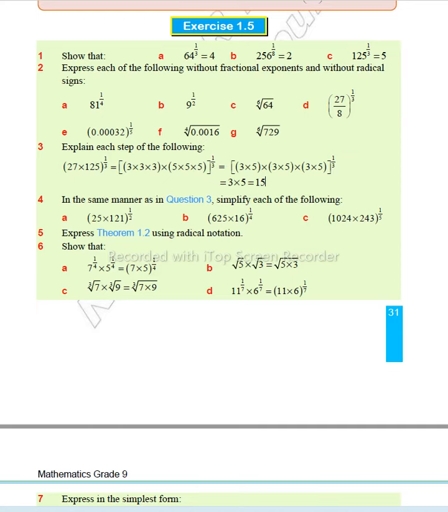We can go to question number 4. Question number 4 says that in the same manner as in question 3, simplify each of the following. So let us do the first question. The first question says that 25 times 121 the power of 1 over 2.